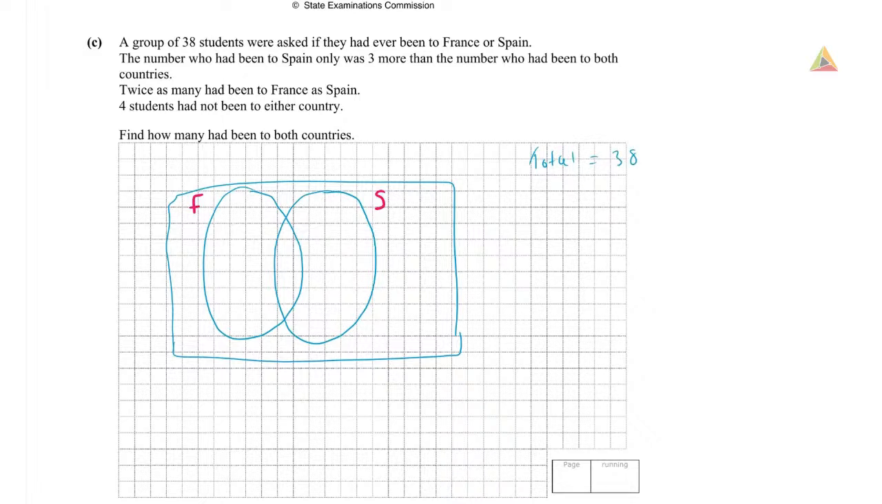And what other information are we given? So the number who had been to Spain only was 3 more than the number who had been to both countries. Okay, so let's work with the intersection bit first. We're not told how many had been to both countries, so I'm going to put the letter X in the middle there to resemble the number of students who have been to both countries. And I'm going to write that out along the side. So X is the number of students who had been to both countries.